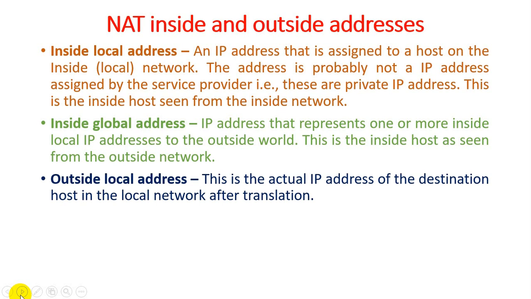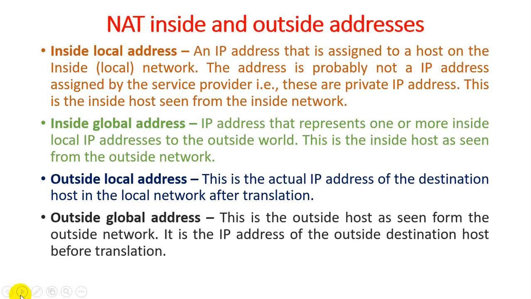What is the outside local address? This is the actual IP address of the destination host in the local network after translation. It means if we want to access some remote server data, at that time we require an IP address which is registered globally. It is known as a public IP address. So whenever we require access outside the system, the outside local address is required.